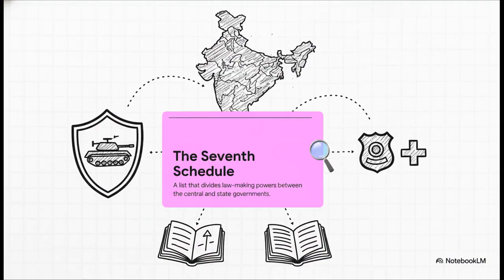So, to run a country as massive and complex as India, you need to be clear about who's in charge of what. That's where the 7th schedule comes in. It's basically a giant to-do list that divides all the jobs. The union list is for national stuff, like defense. The state list is for local stuff, like police. And then there's a concurrent list for things they share, like education.